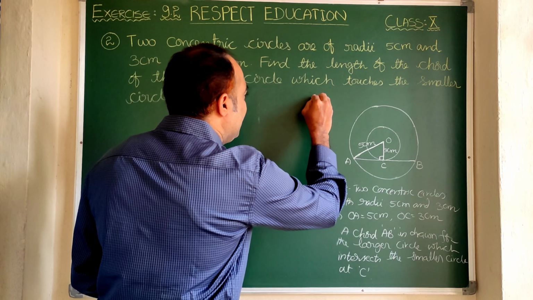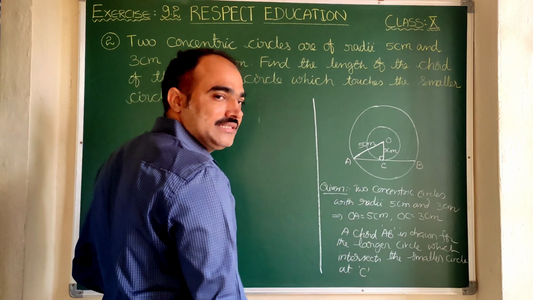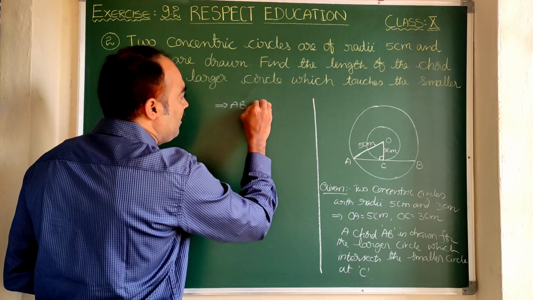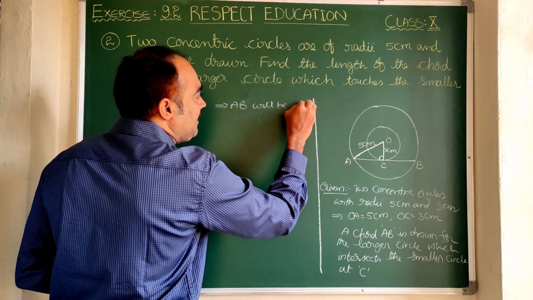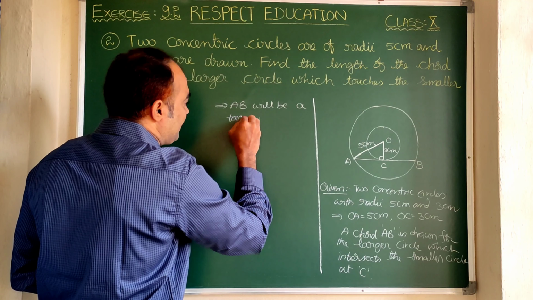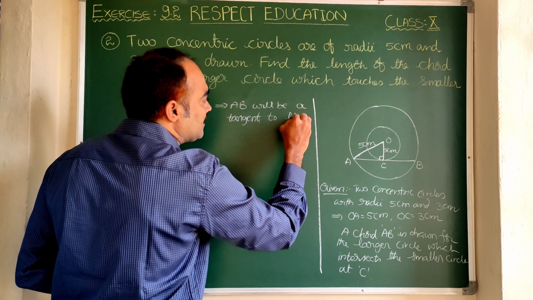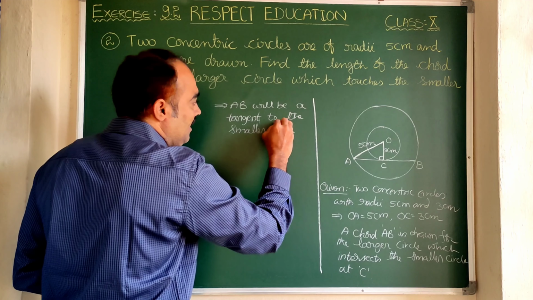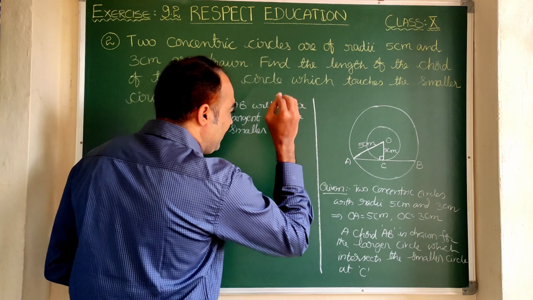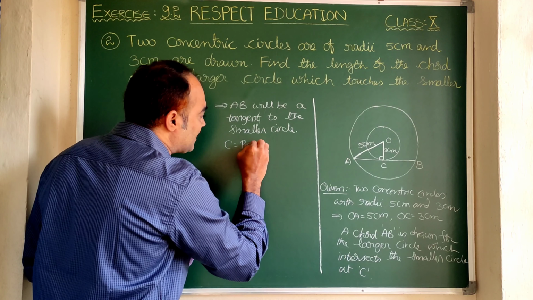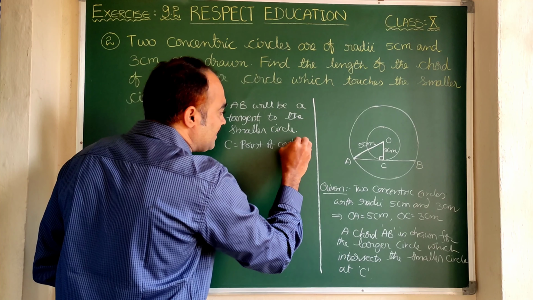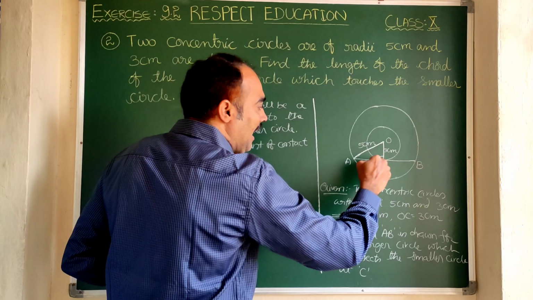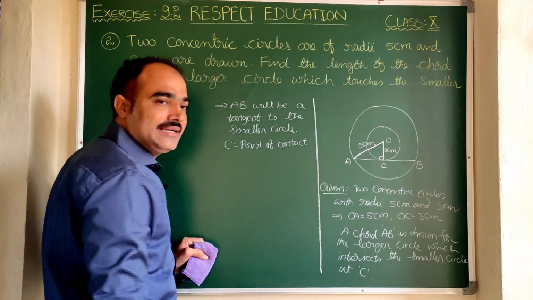Clear? So here we can say that AB will be a tangent to the smaller circle. Clear? Where C is called the point of contact. Here you observe, we know that the angle between the radius and the tangent is 90 degrees.